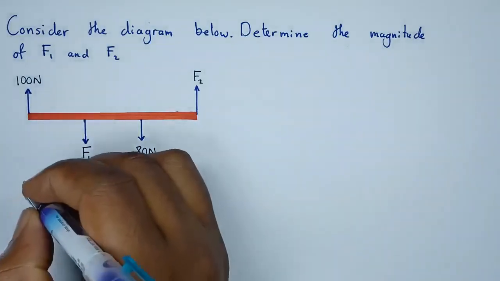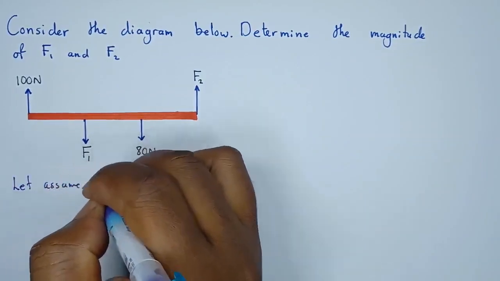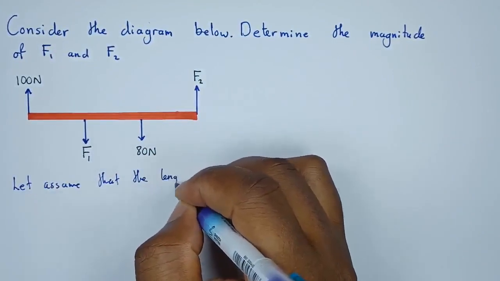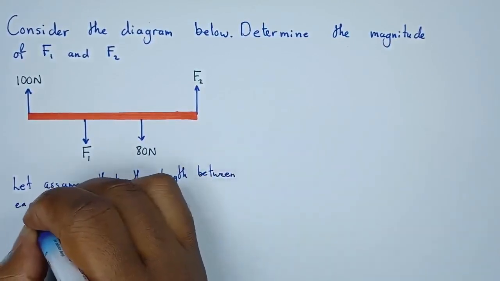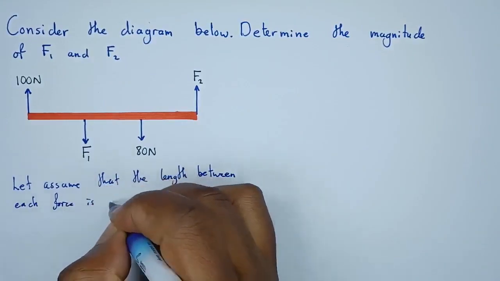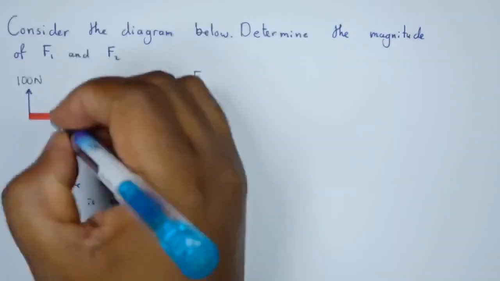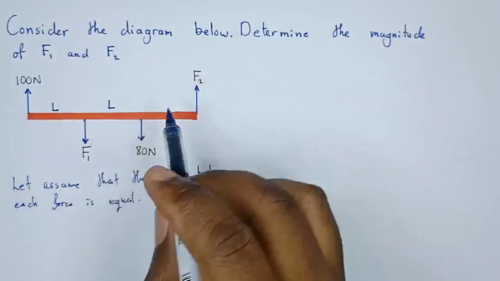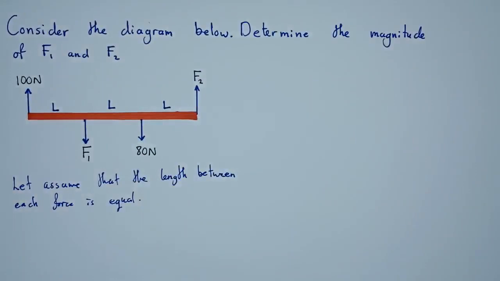Let's assume that the distances or the lengths between each force is equal. Meaning that the distance from here to here, let's call it L. From here to here, again, let's call it L. From here to here, let's call it L, because we need it when we'll be summing torque. If that's the case, now let's break down the question.